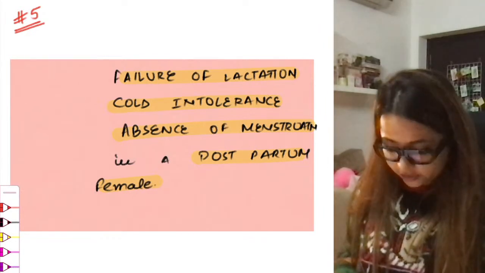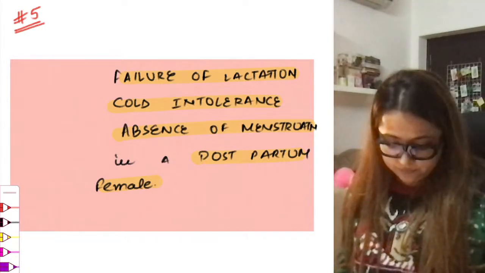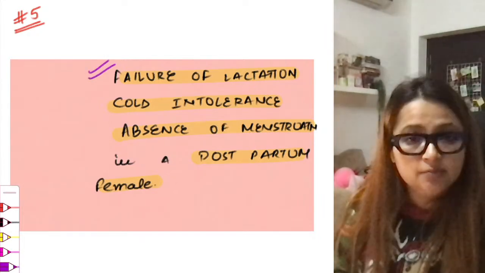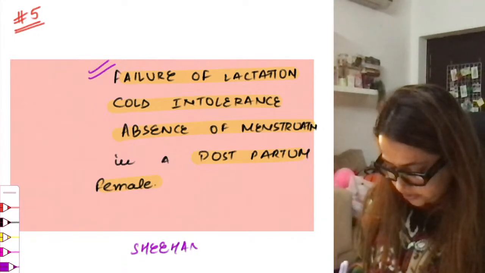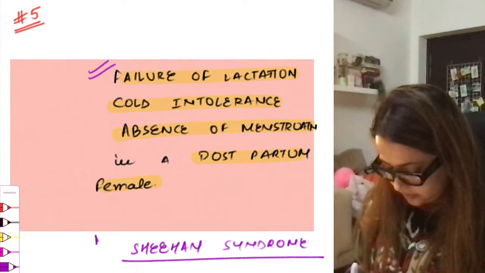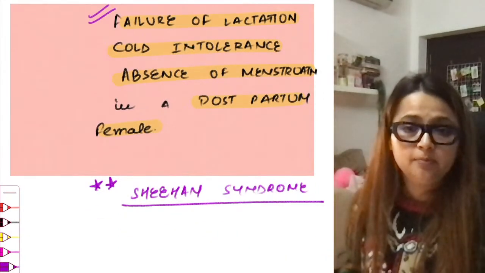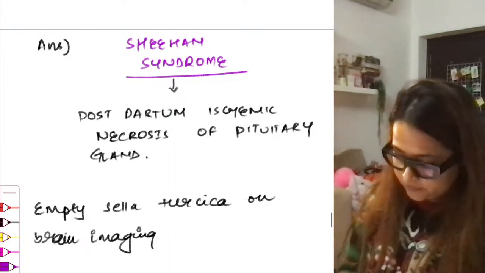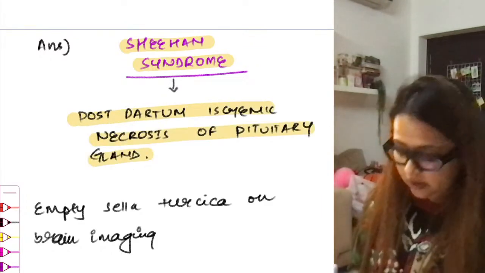So here we are talking about a condition known as, Gurjeet, what do you call it? Exactly. This has been asked several times. So know this, guys. This is Sheehan syndrome. This is very important. Sheehan syndrome is also known as postpartum ischemic necrosis of the pituitary. So let us talk about it. We have Sheehan syndrome, that is postpartum ischemic necrosis of the pituitary gland.